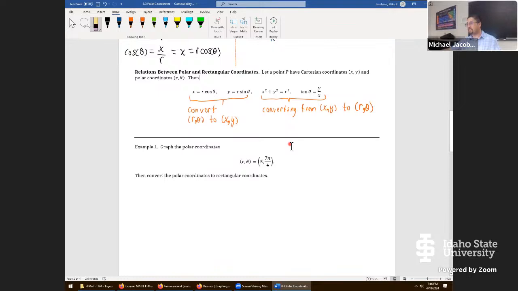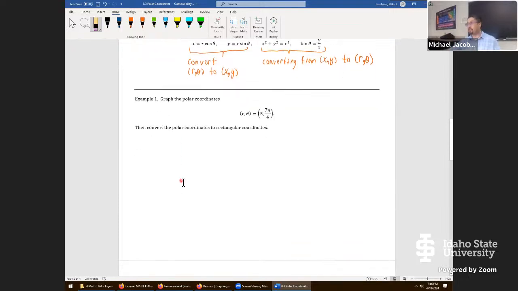And let's give this a try next. It says graph the polar coordinates and then convert the polar coordinates into rectangular. This is actually not too bad of a problem. I think we might make it in time.